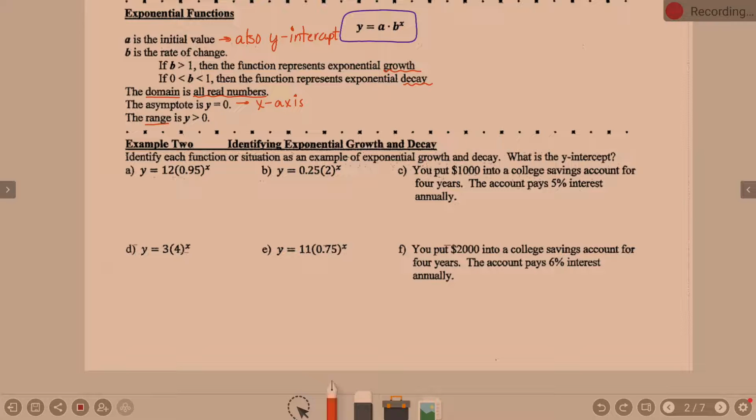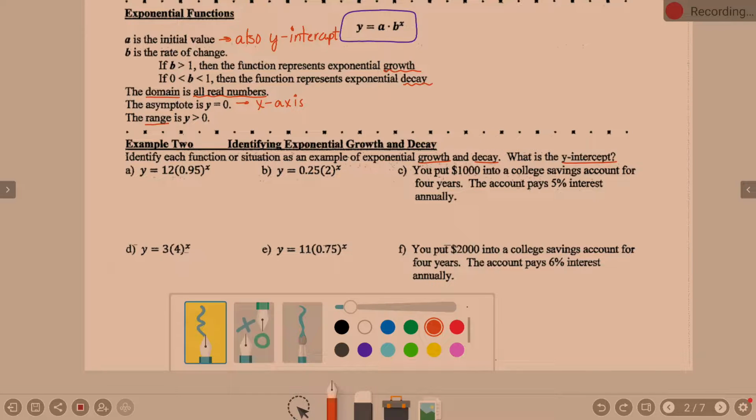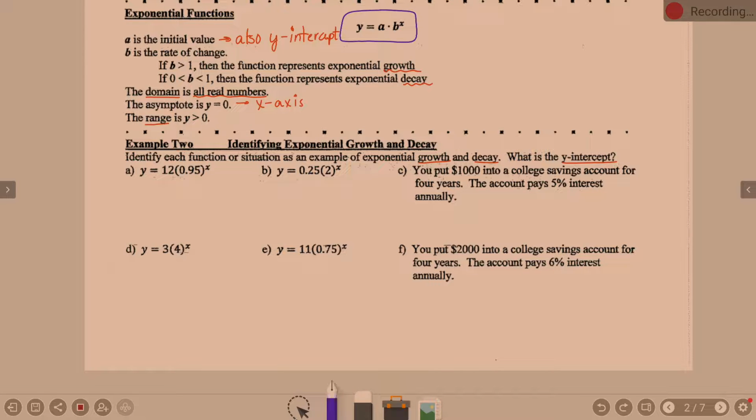Look at example 2. Identify each function or situation as an example of exponential growth or decay. And then what is the y-intercept? Okay. So as you look at A, y equals 12 times 0.95 raised to the power of x. Is this an example of exponential growth? Or is this an example of exponential decay? Growth. Because of the stretch.